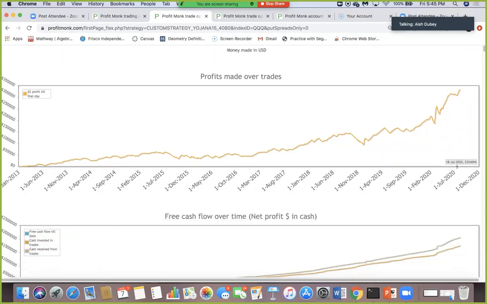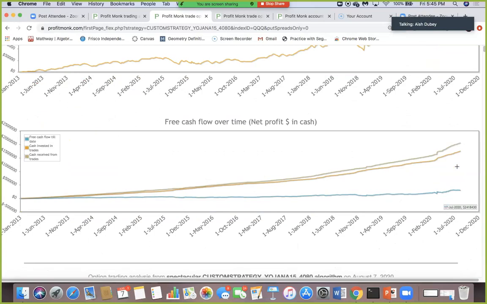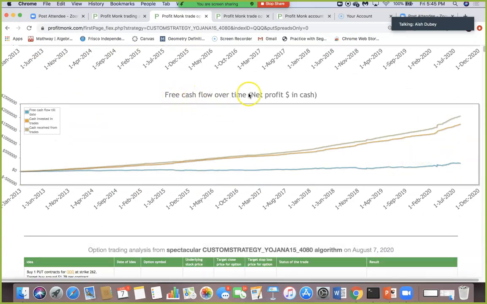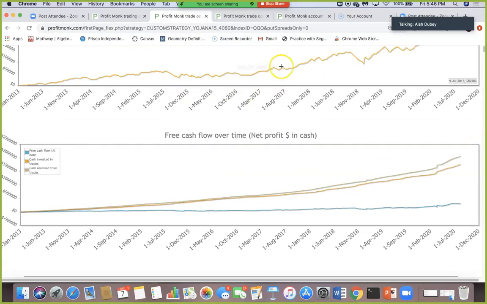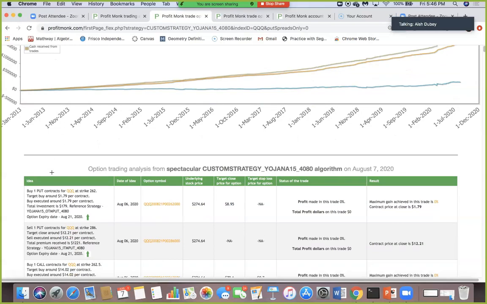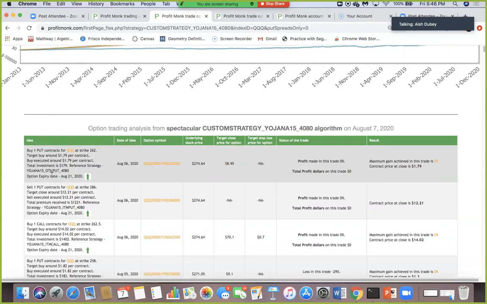There are some other curves here, which I'll skip, like free cash flow over time, because this is basically another version of the profit curve, except that this blue line is the net cash that you have generated, which is the difference between cash invested in trades and the cash received from trades. So I'll just take one trade, for example, and then we can go to Q&A and steps.